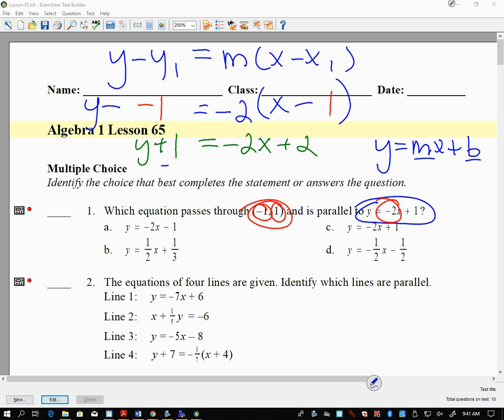Subtract 1. Okay? What do I want to subtract 1 from on the other side, though? Okay, so I'm going to subtract it from there. I'm going to get an equation of y equals negative 2x. What's 2? Positive 2 minus 1. What is it? Plus 1. Okay, y equals negative 2x plus 1.